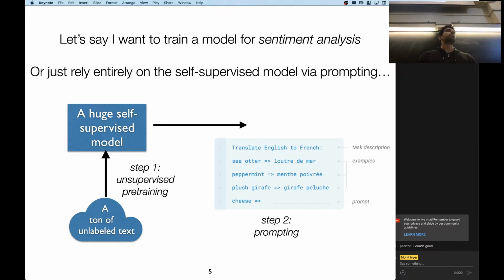Yes? The question is, if the self-supervised model was trained only on English, would it work? That's a good question. Here we're showing translation into French. If this giant model over here only ever saw English and never saw French, would this work? No, it wouldn't work, right? It needs to see examples of the languages that you want to handle in whatever task you want to solve.